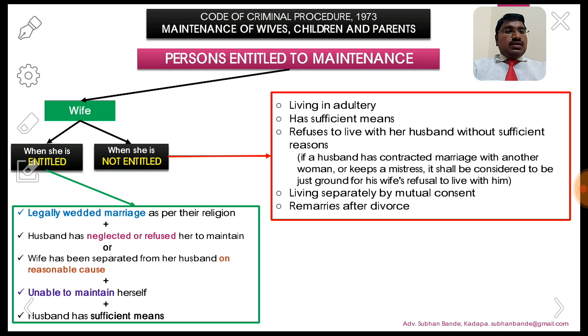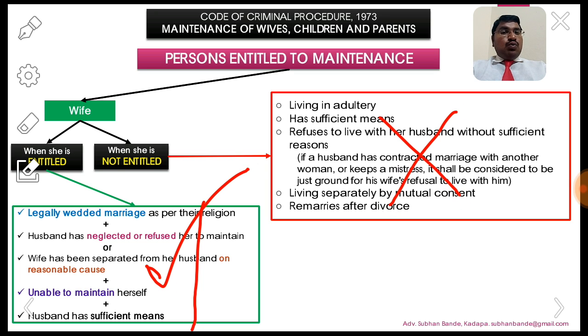Living separately by mutual consent. When both the husband and wife are living separately by mutual consent, then she cannot be entitled to maintenance under Criminal Procedure Code 1973. If she is a divorced woman, if she remarries after the divorce, then she cannot be entitled to maintenance from her ex-husband. These are the conditions when a wife is entitled to maintenance. These are the conditions when a wife is not entitled to maintenance under section 125 of Criminal Procedure Code 1973.